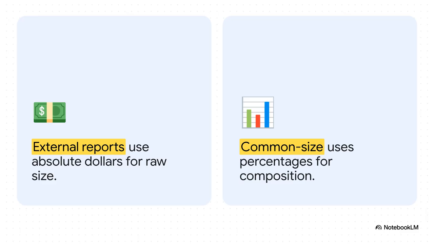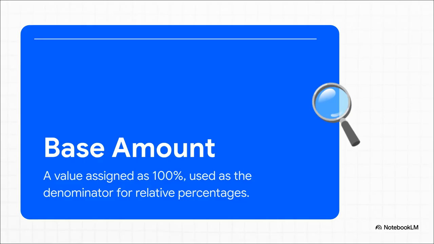External reports just give you the raw size, right? But the common size format gives you the structure. It tells you the true composition of the business. The whole thing really relies on this idea of a base amount. It's what allows analysts to instantly evaluate trends in cost structure and financing mix. Basically, whatever statement you're looking at, you just pick one key line item, assign it a value of 100%, and then divide literally every other number on that statement by that base amount. It's really that straightforward.